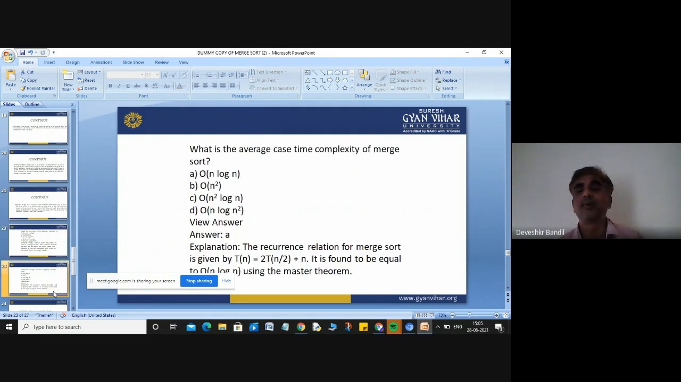And what is the average case time complexity of your merge sort? N log n, square log n, and n log n square. Okay. So the recurrence relation for merge sort is given by 2T(n/2) + n. It is found to be equal to n log n using the master theorem.